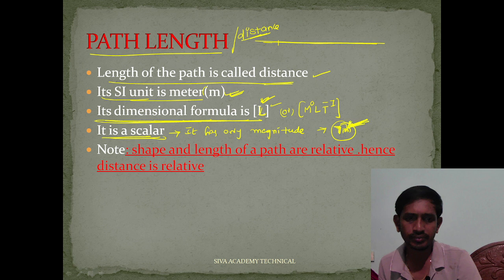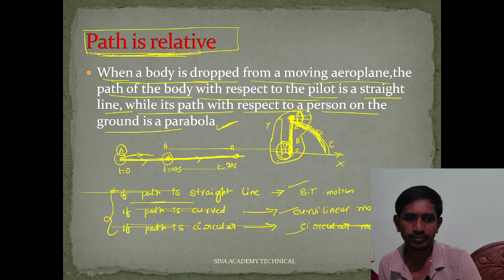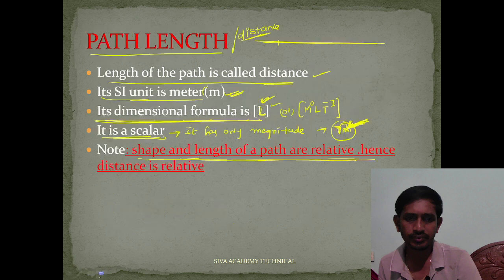If you know the magnitude of the distance, we can use it to find the length of any object from the given location. The shape and length of the path are related. According to the person on the ground, the path is a parabola and the length is this much. According to the person traveling in the aeroplane, the path length is this one, the path is this one. Therefore path and path length both are relative.